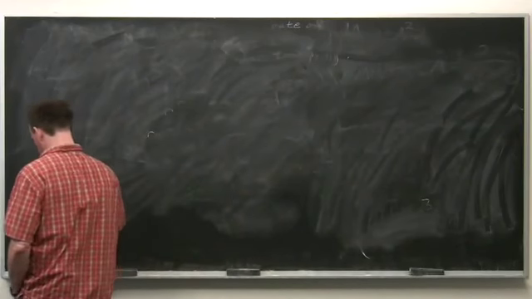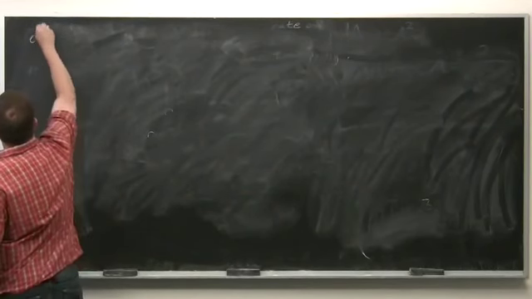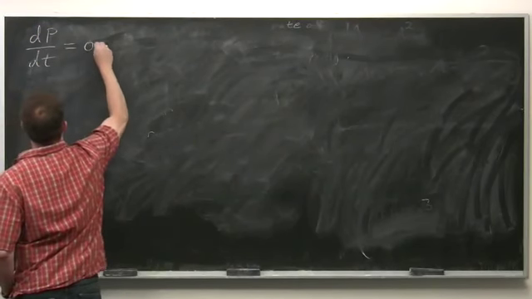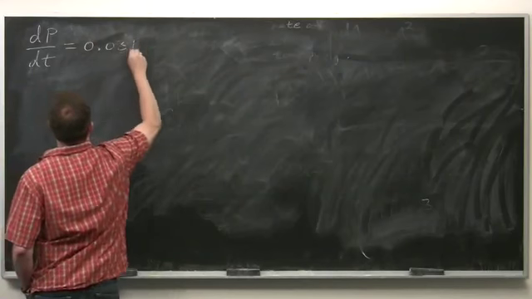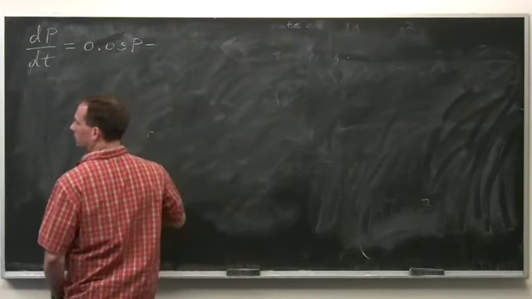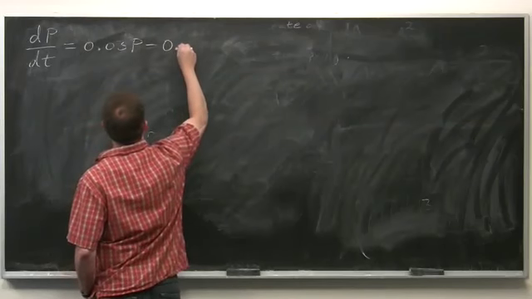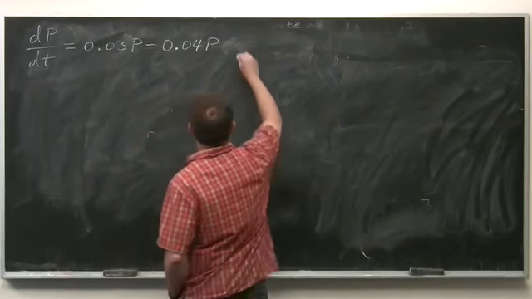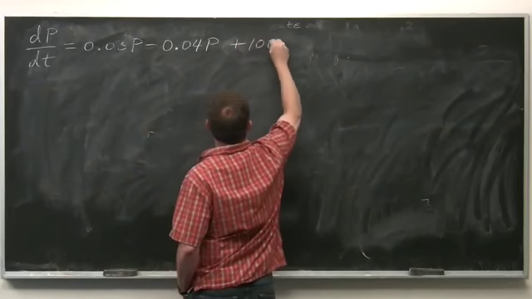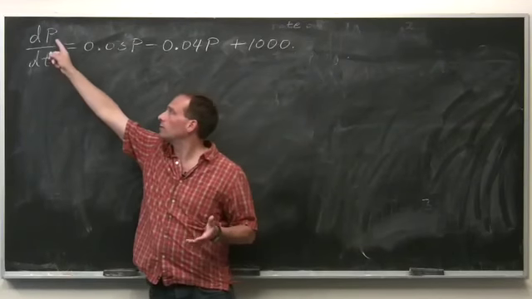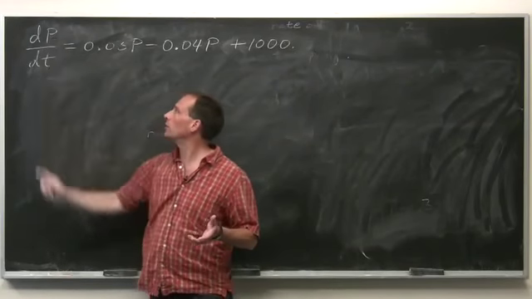So you get dP/dt equals the birth rate, 3%, so 3/100 of P, minus the death rate times P, so minus the death rate. And then we gain 1,000 people a year. So this is an equation about rates of change. This is the rate of change in the number of people per year.